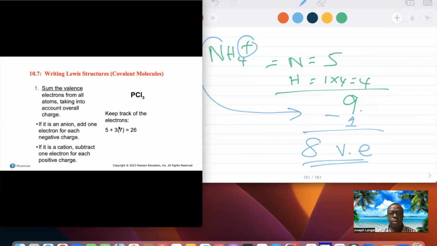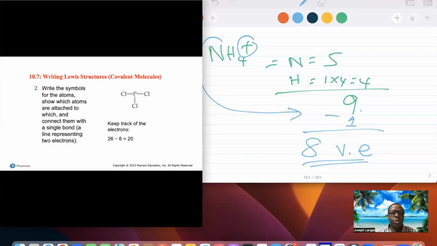Know how to handle cations, positively charged, and anions, negatively charged. In our case here, this is a neutral molecule, so we do not need to add anything. We have 26 valence electrons. Now we need to draw the skeleton.